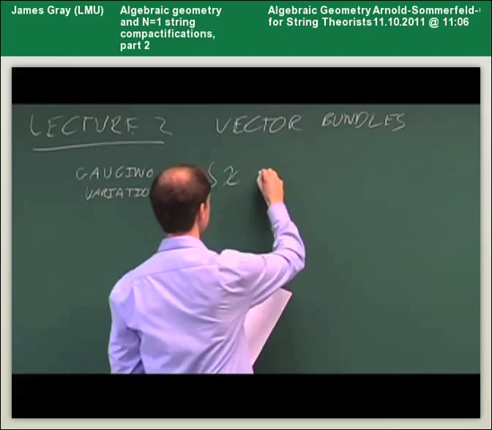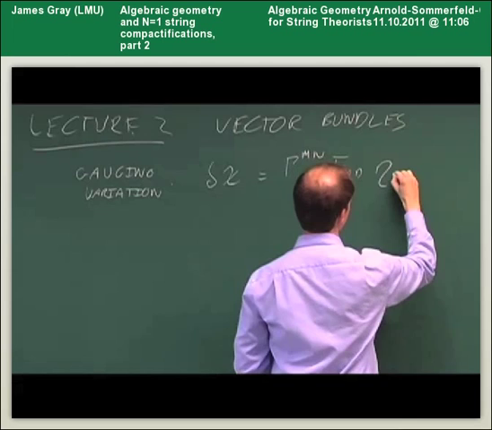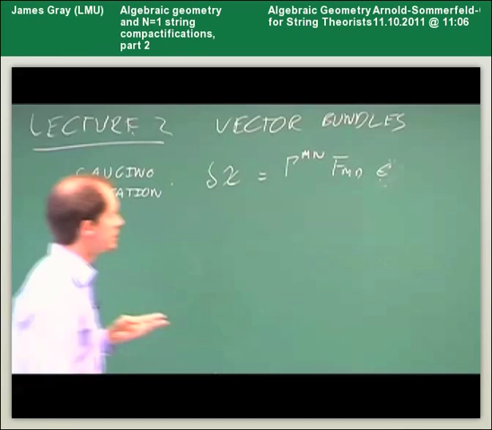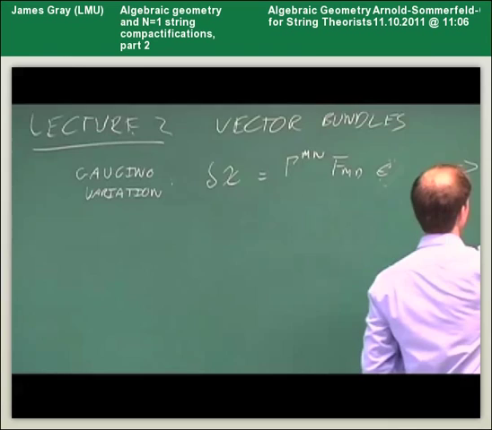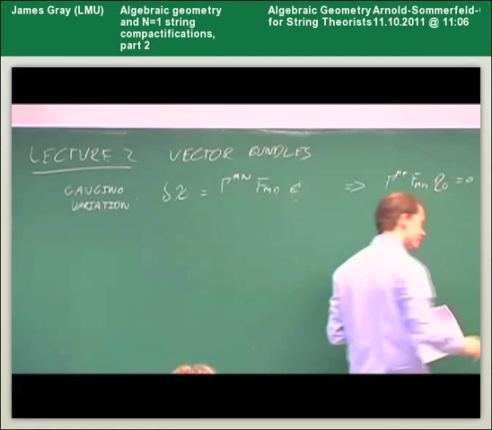I forget what I used as my index structure. Anyway, these are 10-dimensional indices. And in general, under one of our 16-component spinor transformations, this is how these things transform. Now, if we want this to preserve the same supersymmetry as our Calabi-Yau manifold, then what we need is that this variation, acting on the spinor preserved by the manifold, is going to give zero.